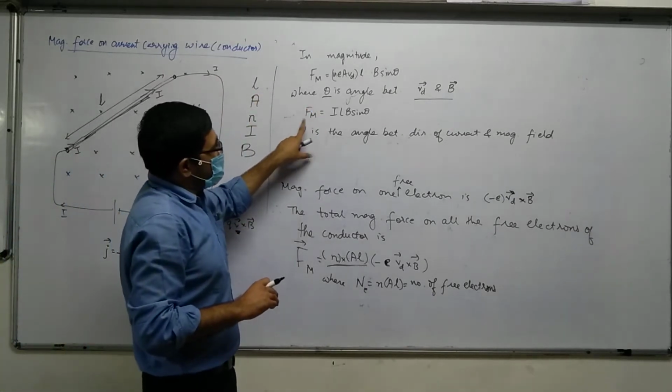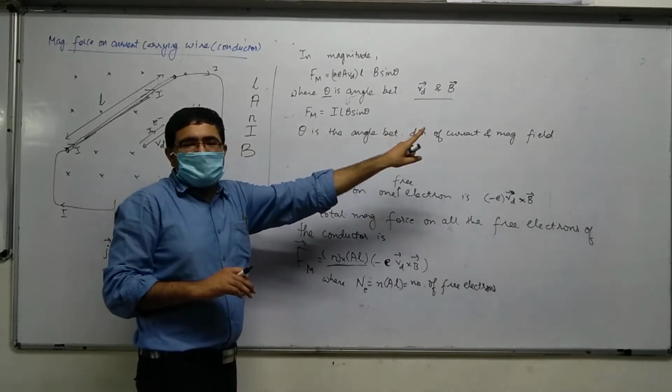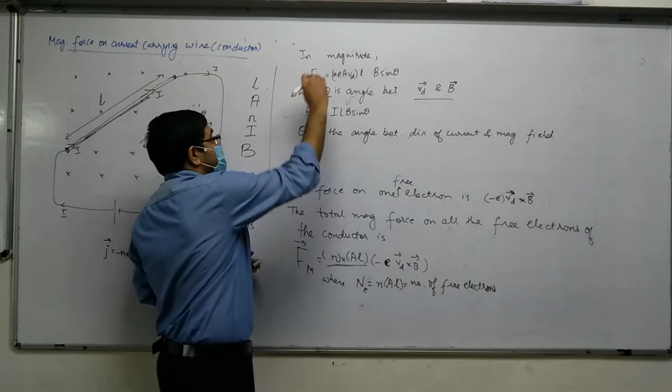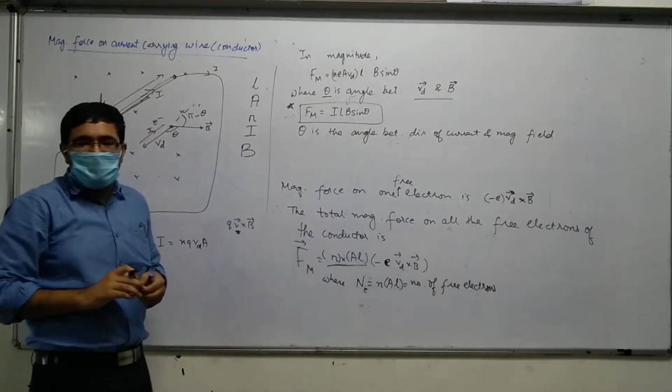So Fm is ILB sin theta, where theta is the angle between the direction of current and the magnetic field. This is the formula. The formula for what? The magnitude of the force.